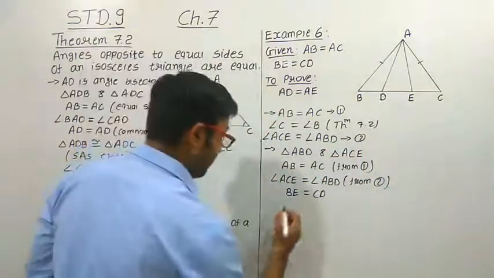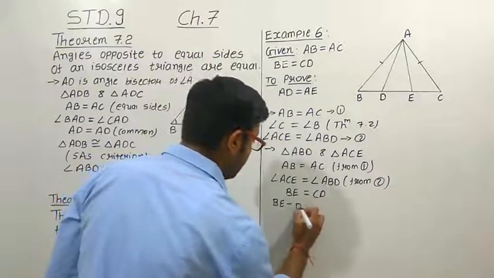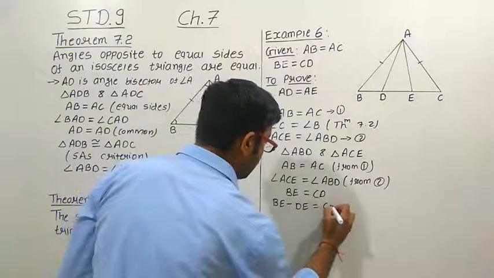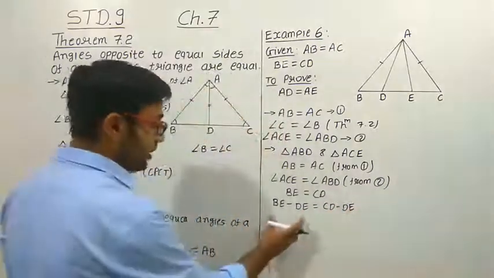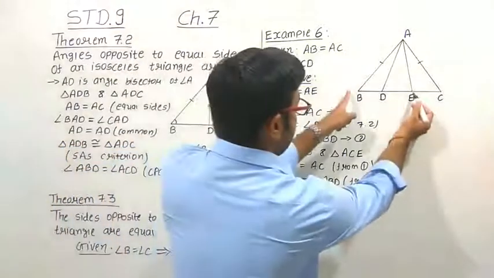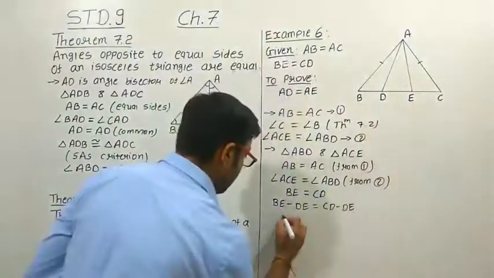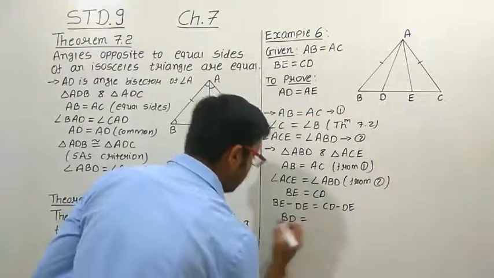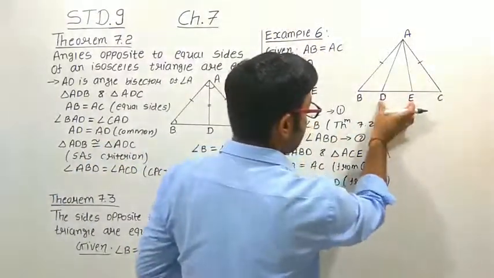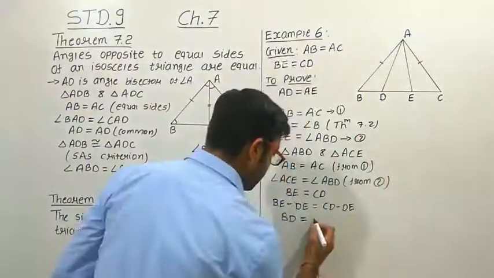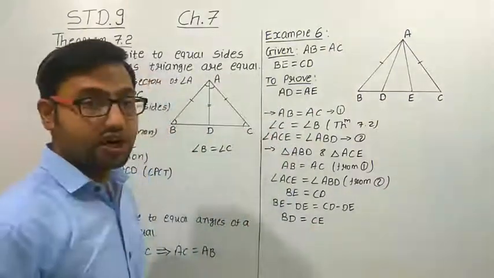So if we subtract DE from both sides, then we can get the required result. So let us subtract DE from both the sides. So BE minus DE is equal to CD minus DE. Now see, what is BE minus DE? So what will remain? BD will remain. Okay. Now CD minus DE, what remains? CE. So this will be our third condition.